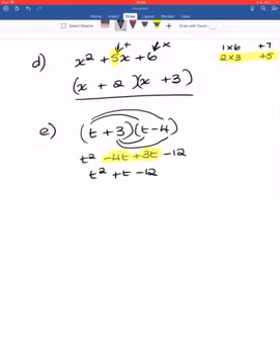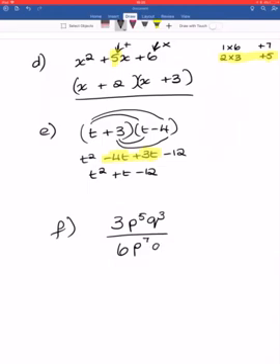Right, so let's think what else we can do. What about simplifying? There are lots of different simplifying that we can do. So we have 3 p to the 5 q to the 3 over 6 p to the 7 q.